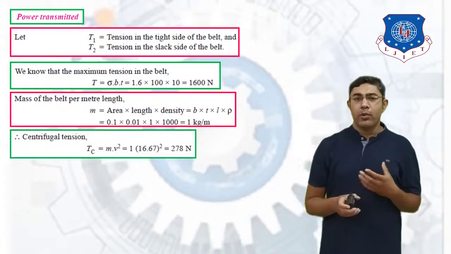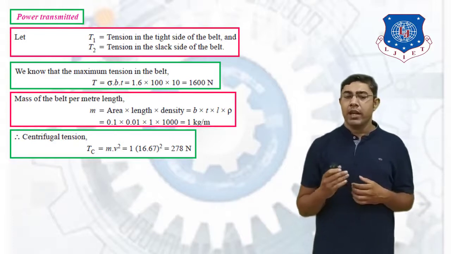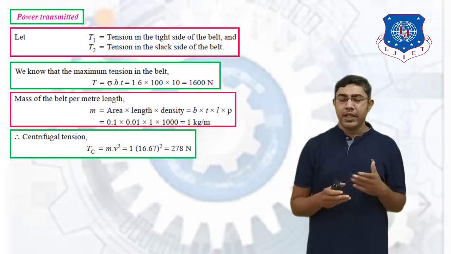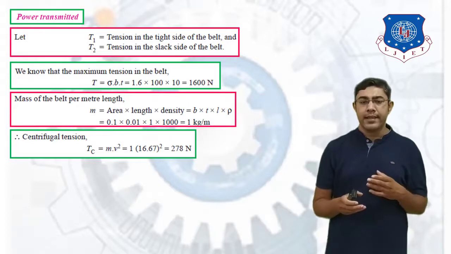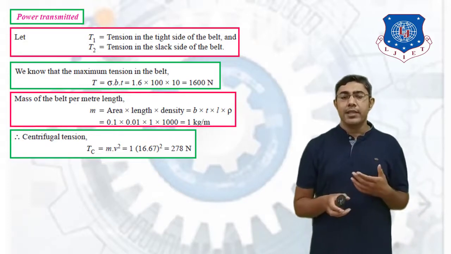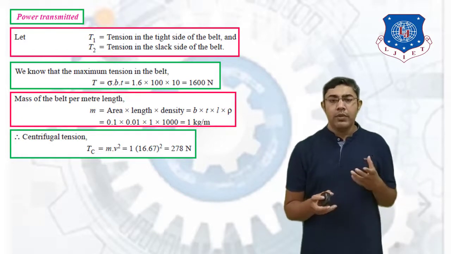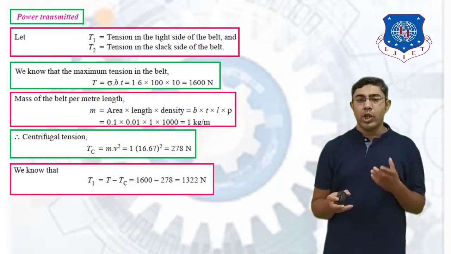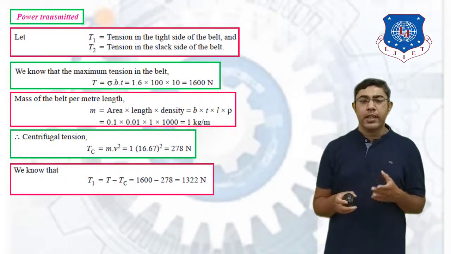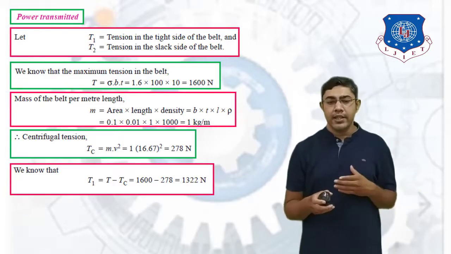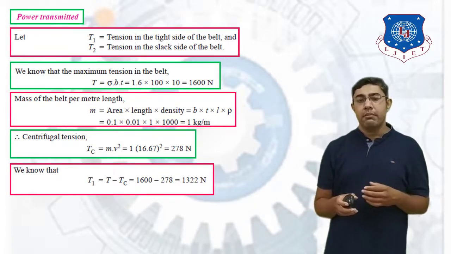Now centrifugal tension Tc is equal to m v square, and m we calculated is 1 kg per meter, and the velocity given in the problem is 16.67 meter per second. So we get the centrifugal tension Tc is equal to 278 newtons. So now we know T1 is equal to T minus Tc, and T we calculated is 1600 newtons, and Tc we also calculated is 278 newtons. So we get T1 is equal to 1322 newtons.